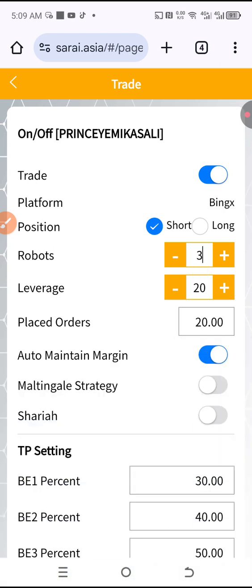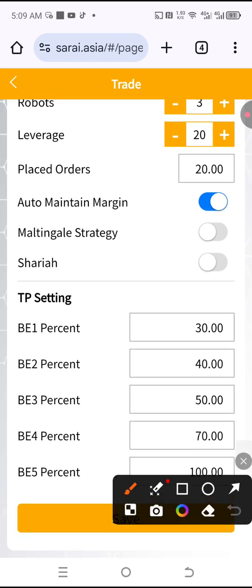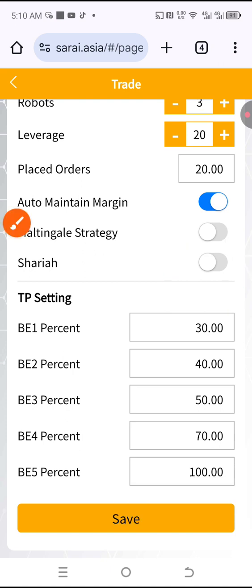You understand? Okay, then here again is another challenge. We have the Sharia. If the Sharia is on, it simply means that you're vetting the kind of coins you want the system to trade for you. These are going to be very safe coins. When I mean safe coin, I mean a stable coin, coins that don't really go deep that much and don't really go extremely high.